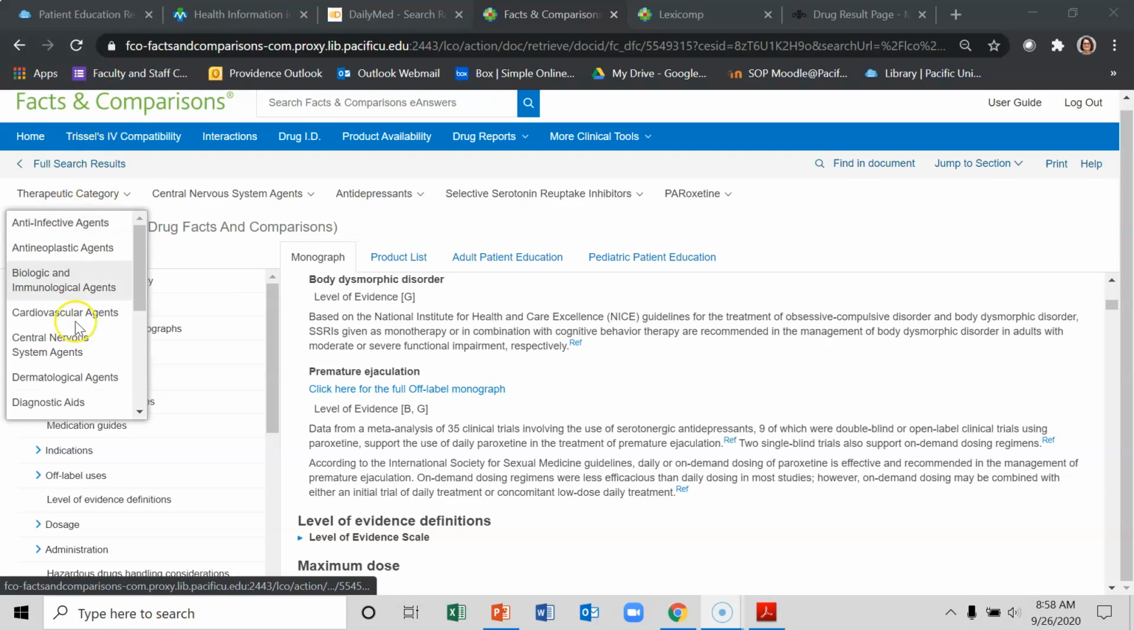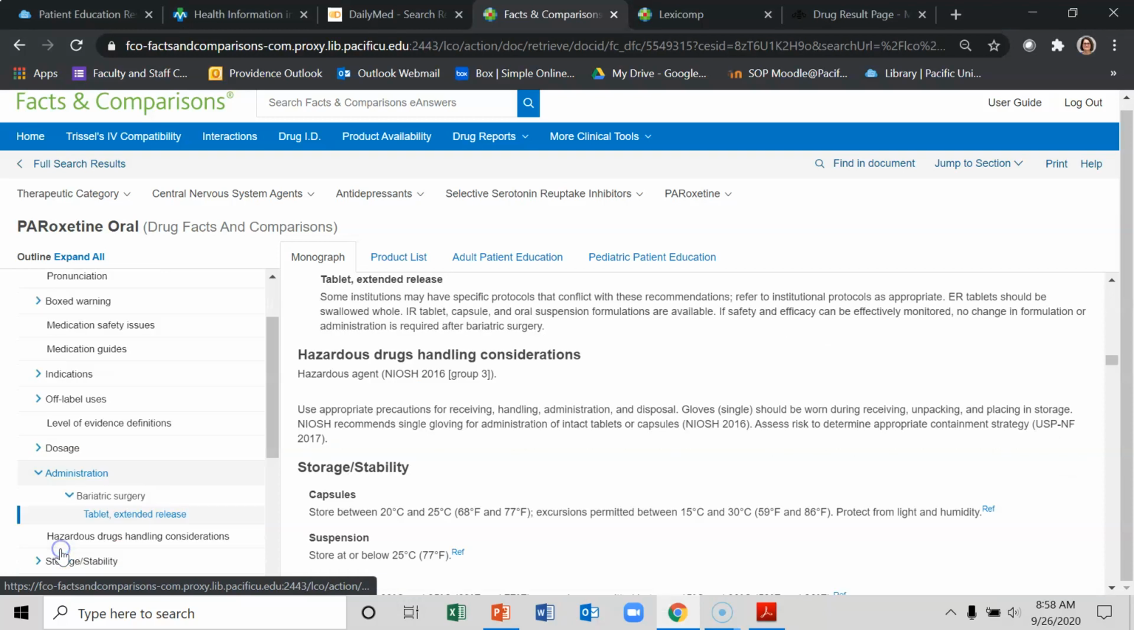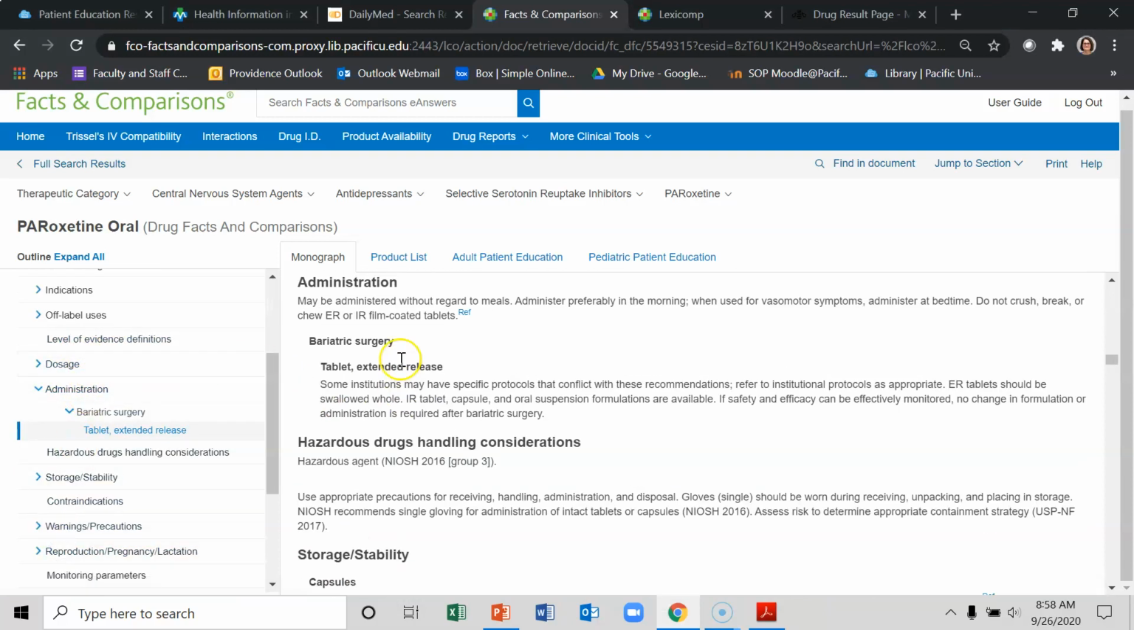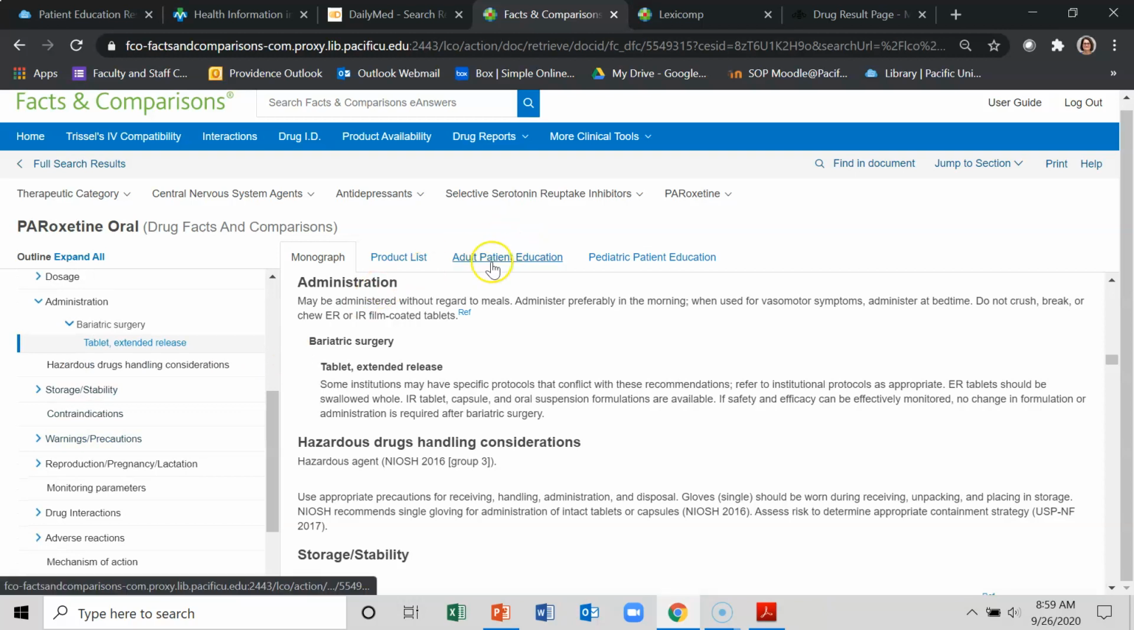So in Facts and Comparisons, nicely, it's under a section called Administration, which is helpful. The term kind of makes sense. And they will have information about how it can be administered. They'll usually talk about whether it matters whether you take it with meals or if there's a time of the day when it's best to take it. And also if the dosage form can be crushed or not will often appear there. So administration.